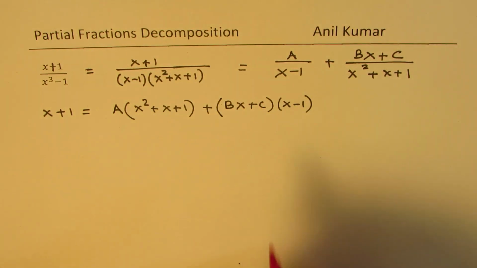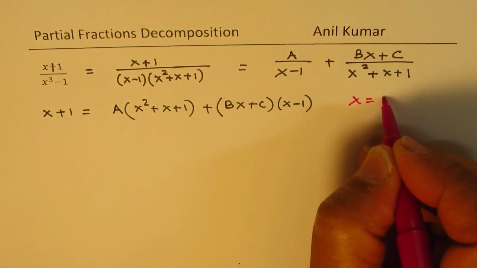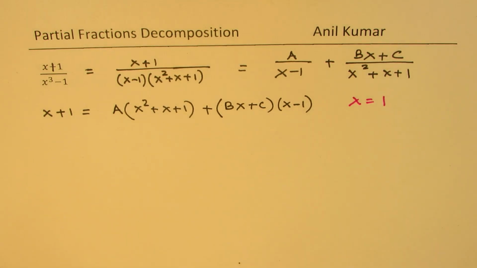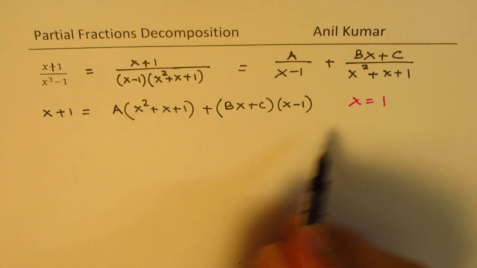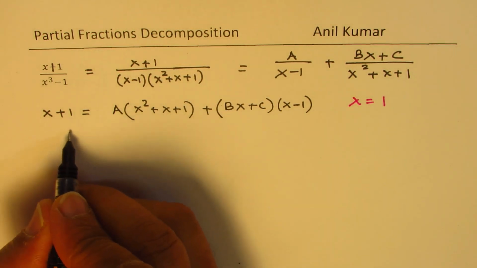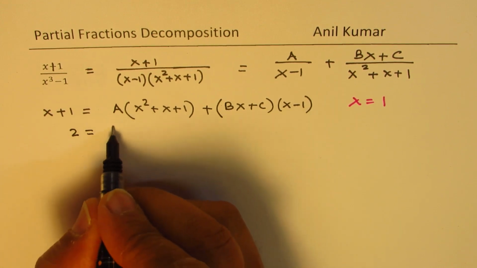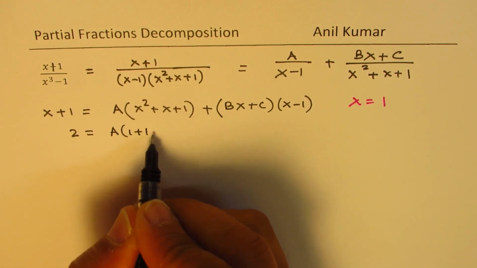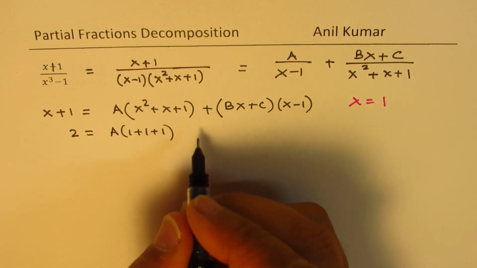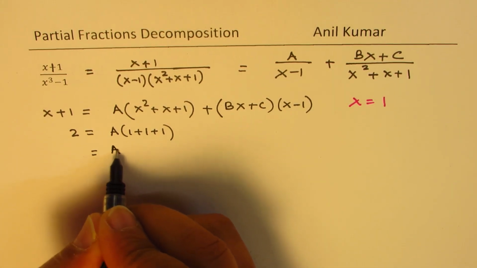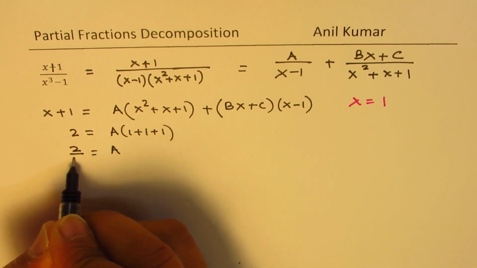So one substitution is simple. We could say x equals 1, and this term will cancel, so we get the value of a. So as soon as I do that, I get 2 equals a times (1 plus 1 plus 1), and this is 0, right? So we get the value of a as 2 over 3. Clear?